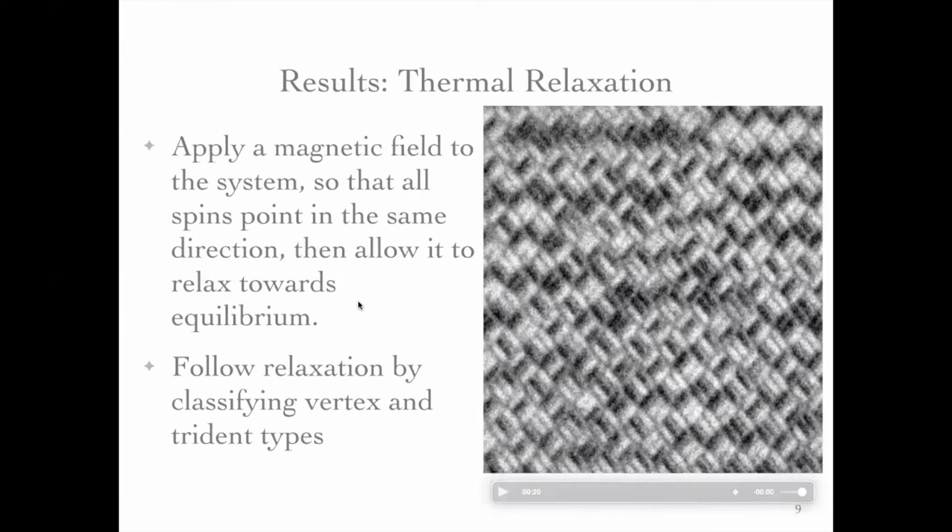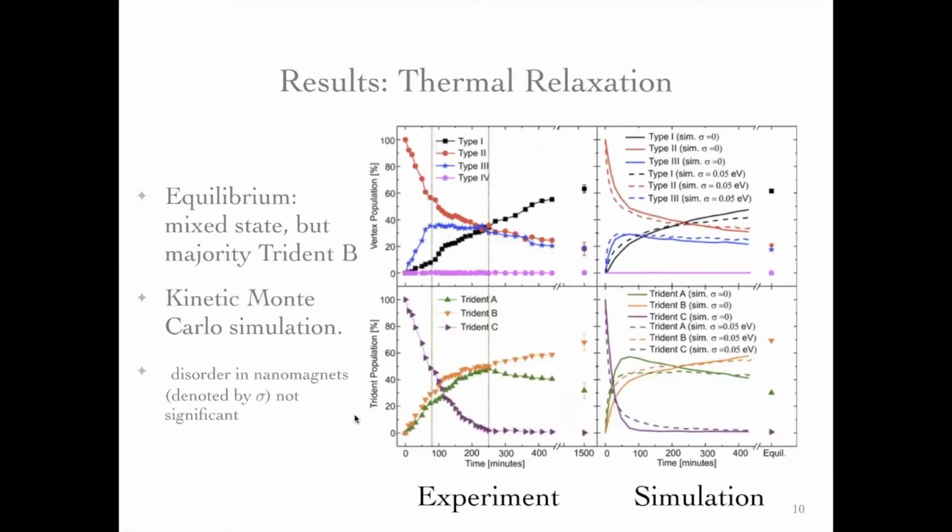We can also look at this relaxation process by classifying the system into the vertex and trident types that I just showed. That's plotted here for the experiments. We can see that we started in an ordered state, and then we can watch the relaxation as a function of time. I also simulated this with kinetic Monte Carlo simulations.